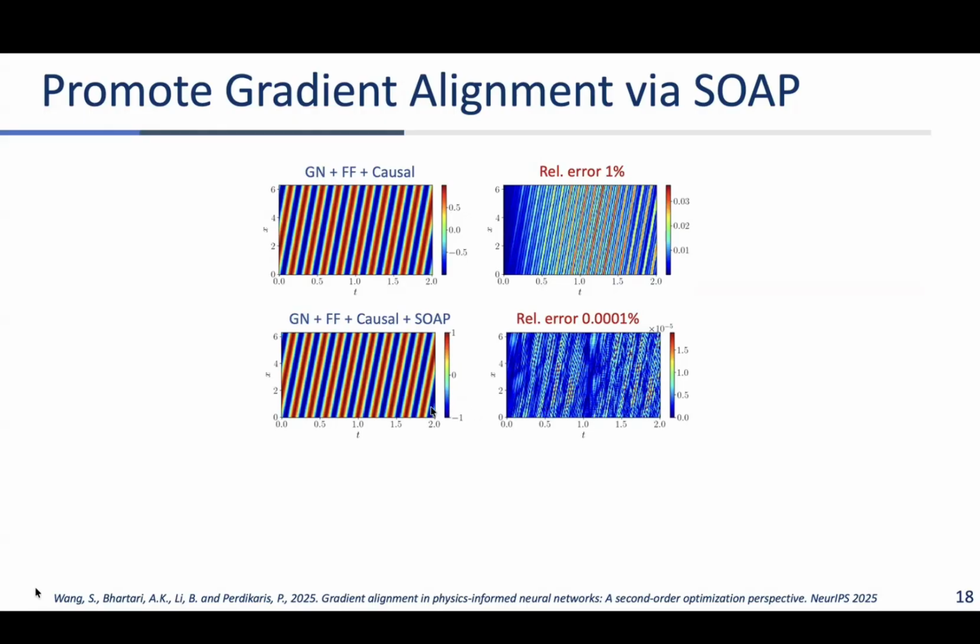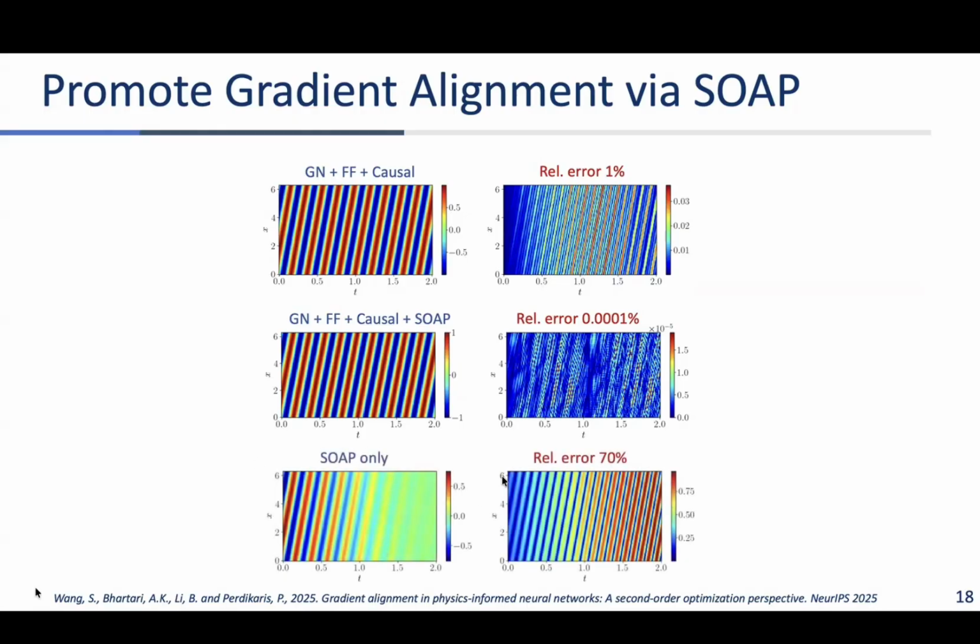So we did an ablation study by removing all those techniques and only applying SOAP. The results are summarized at the bottom. You see this time, if we only apply SOAP, the error increases back to 70%. So those results really indicate that there's no silver bullet for PINN training. If we want to reach a reasonable accuracy with PINNs, we need to resolve all those training pathologies altogether. Otherwise, it could be very difficult.